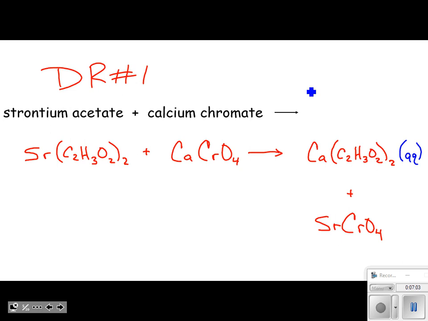Strontium is down at the bottom. Strontium chromate gives me what? An I. It tells me it's insoluble. So if something is insoluble, I need to put that it is a solid.